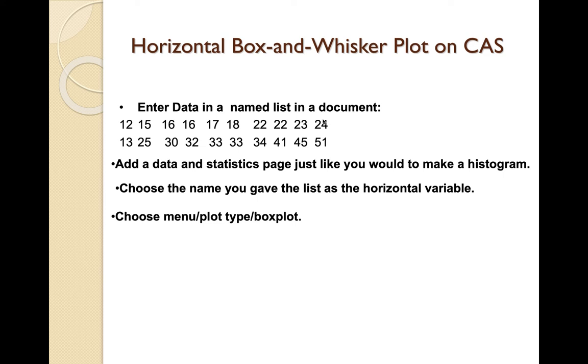Choose the name you gave the list as the horizontal variable. And then instead of picking histogram, you're going to pick Boxplot. So you're going to do menu, plot, type, Boxplot.